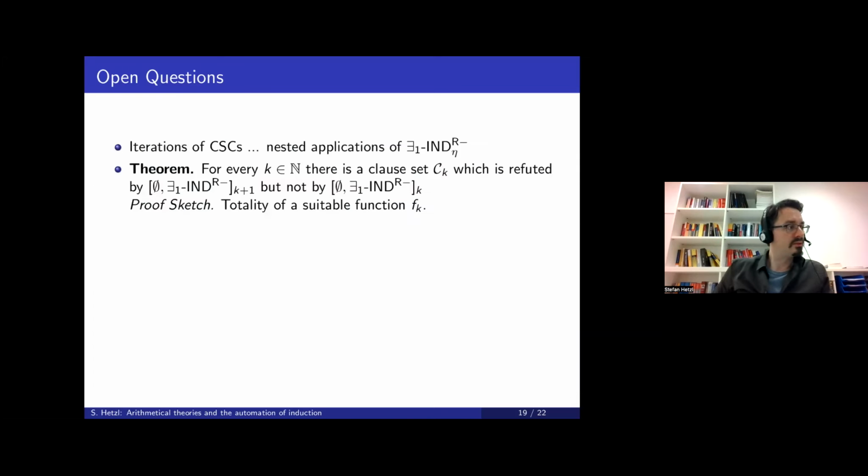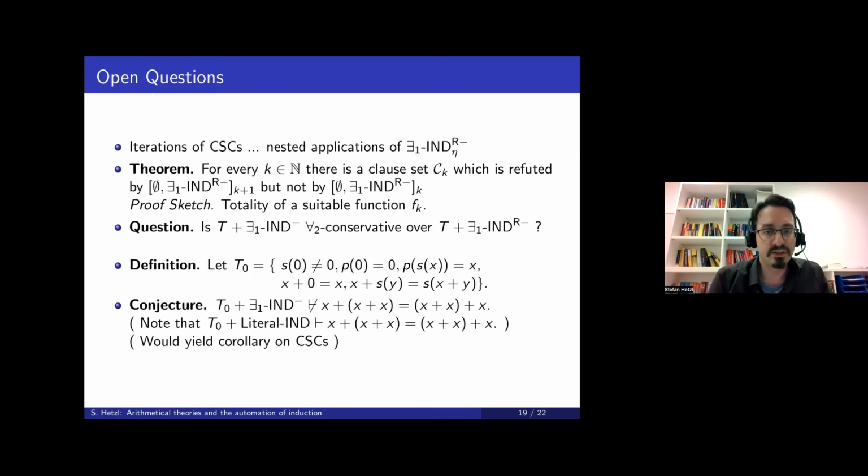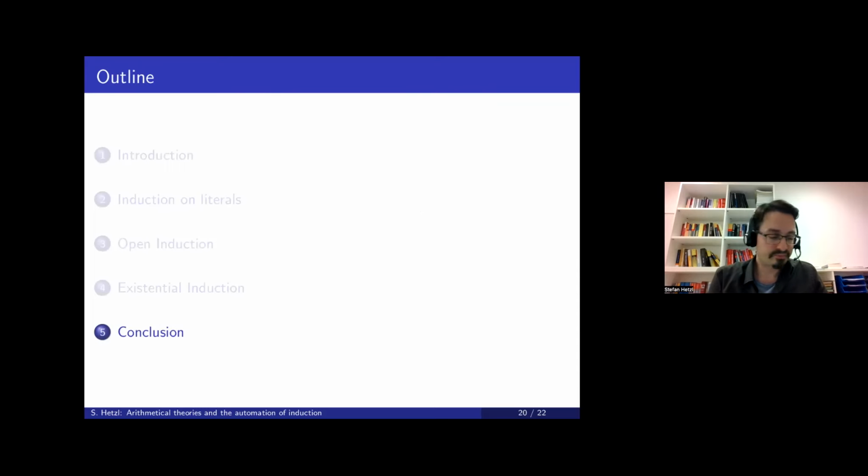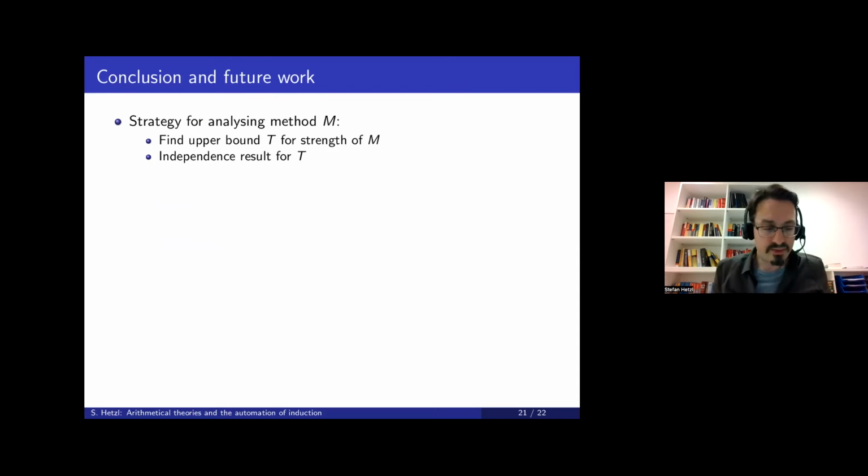Okay, since I'm nearing the end of time, I'll maybe skip some open questions, though there are still some loose ends concerning this exists-one induction, and I'll jump directly to the conclusion. What I think we can take away from this work is that we have a quite solid strategy for analyzing a method for automated inductive theorem proving from computer science. It is a two-step strategy. The first is to find a theory T, in the sense of mathematical logic, that is an upper bound for the strength of M. Then by finding an independence result for T, we get one for M. And as I said repeatedly, to make this interesting to computer scientists, it's important to have a T as small as possible and an independence result as practical as possible.